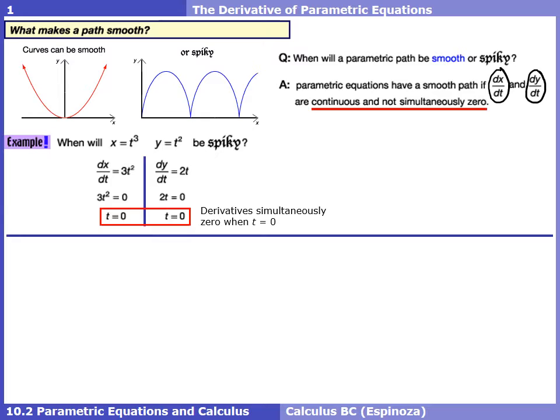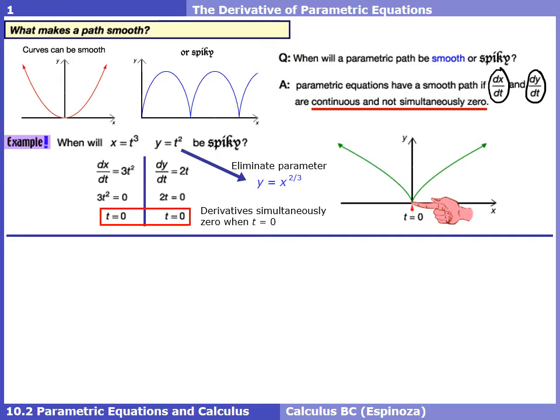And we kind of already know that. If you refer back to the notes in 10.1, we did the whole process of eliminating the parameter and got the equation y equals x to the 2/3. And when you graph that, you can clearly see that sharp corner right there as that finger is discovering at t equals 0. So that's one of the first ideas that we need to think about when we're dealing with derivatives concerning parametric equations.